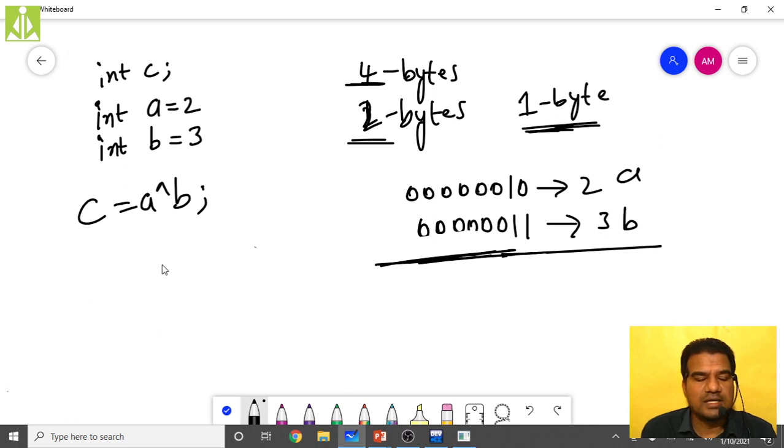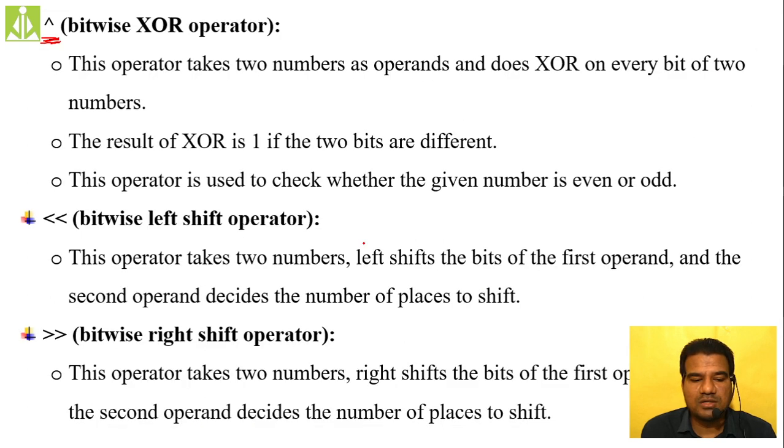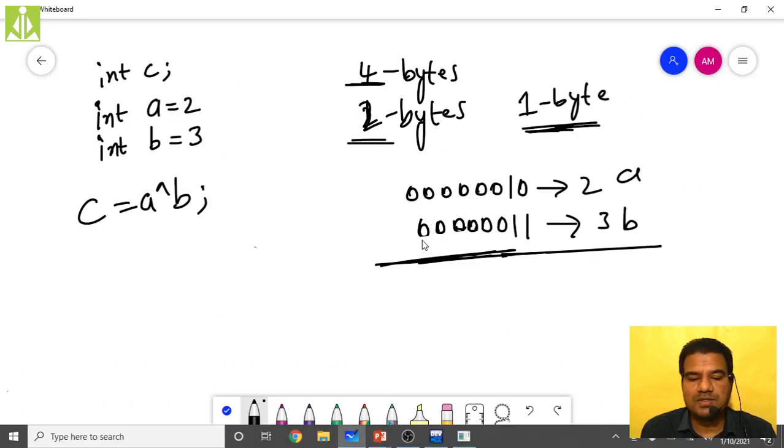So to understand this operator, the logic behind it is: if both bits are the same, it will return 0. If both bits are different, it will return 1. So here these two bits are the same, so it will return 0. Here same, same, same, same. Up to 6 it is the same. Then at the 7th we have 1 1, which means same bits, so 0 only.